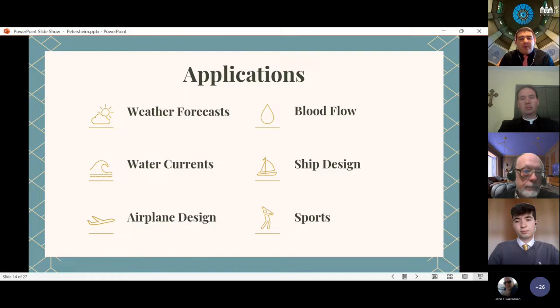And then for applications, these are just some general applications of Navier-Stokes in everyday life, from weather forecasts to water currents to airplane design, blood flow, ship design, and sports, just like the golf ball, which Joe will take over with now.